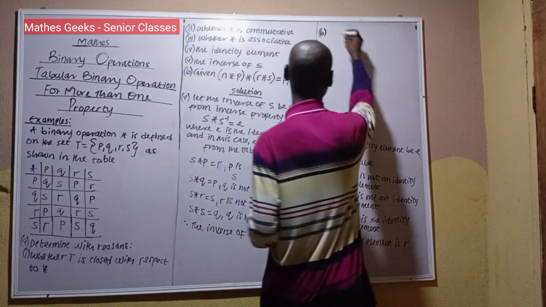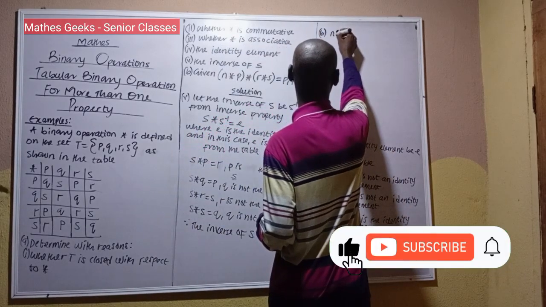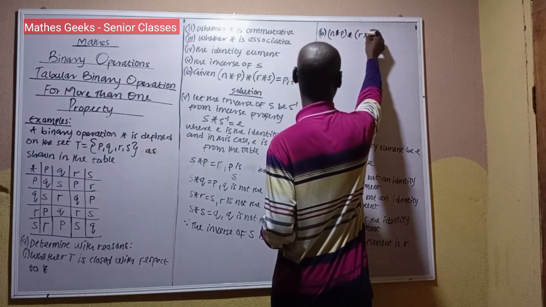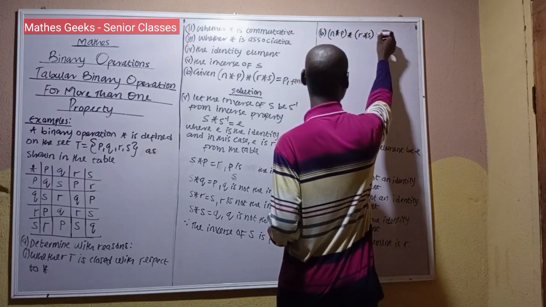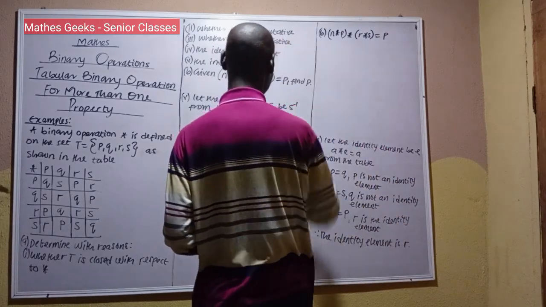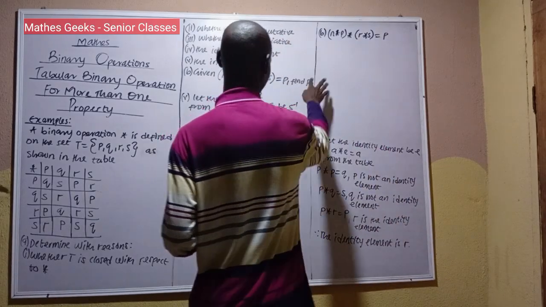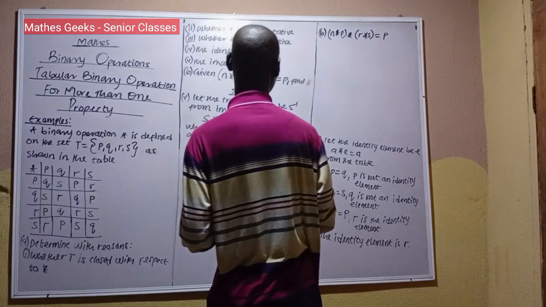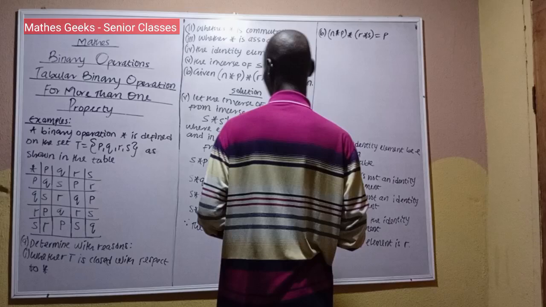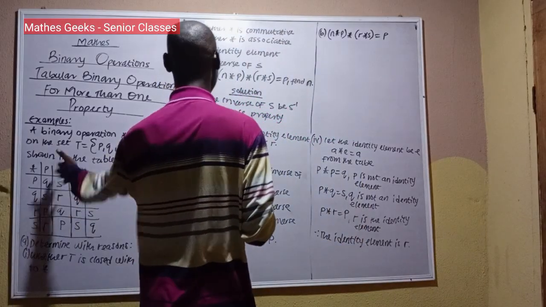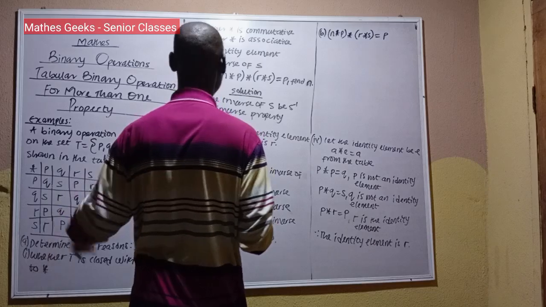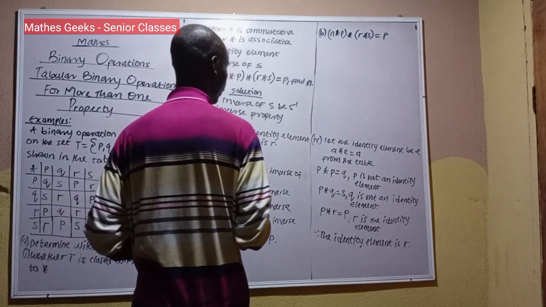Given N operation P operation R operation S equals P, find N. It's not P. Find N, that's what we're going to look for, because we don't have N here. N is not an element, so N is standing for an element here. So it's N we're going to look for, not P.